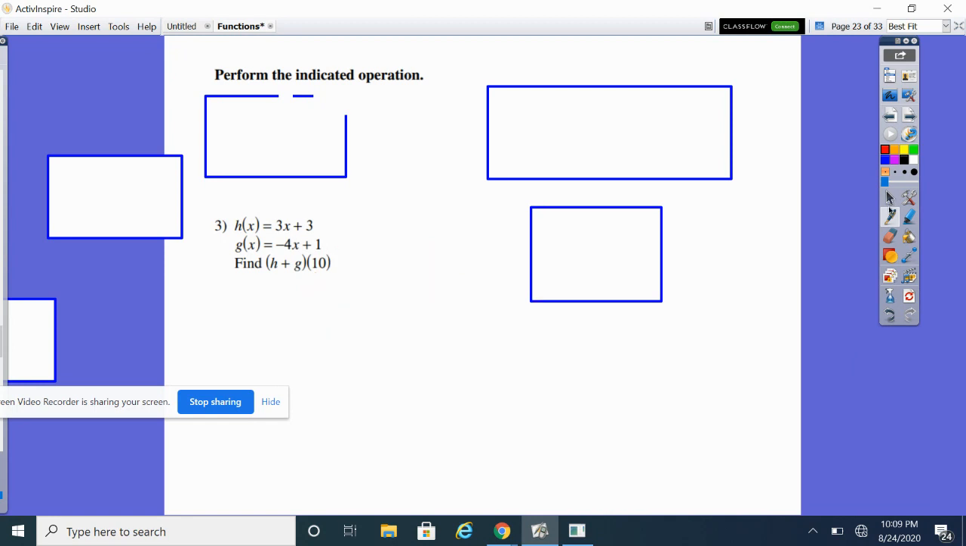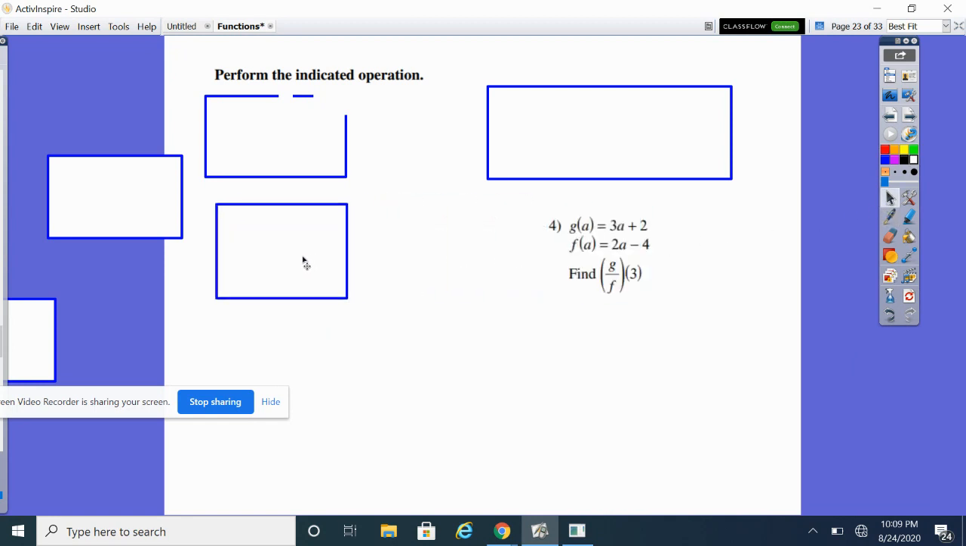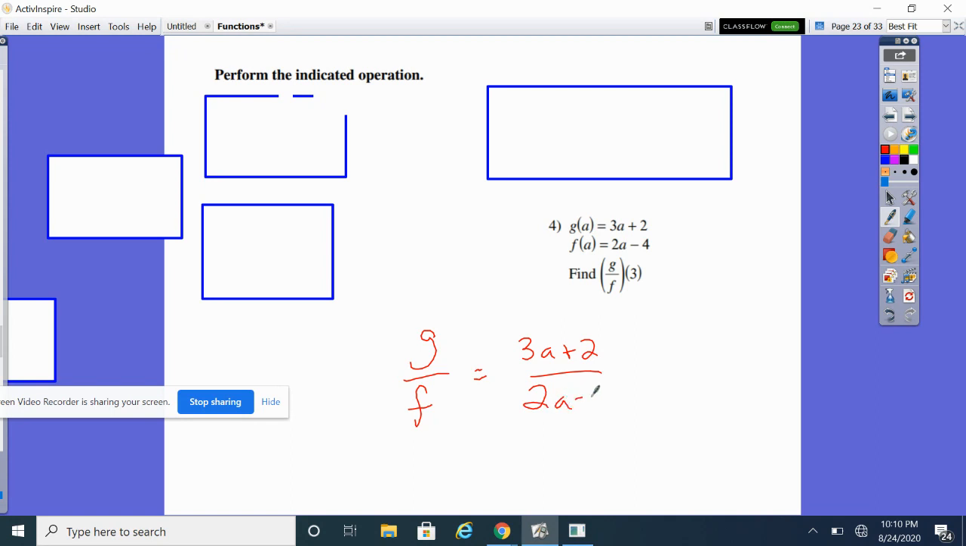All right, last box for the review. What do we got? G divided by F. This one's pretty simple because you just put the G on top and you put the F on bottom. What would that look like? Well, G is 3a plus 2. F is 2a minus 4. Now in place of a, I wrote the wrong number. 3 parentheses. What number is it? Also a 3.